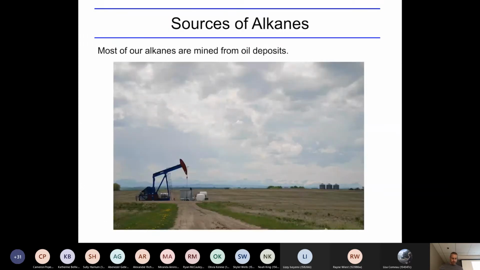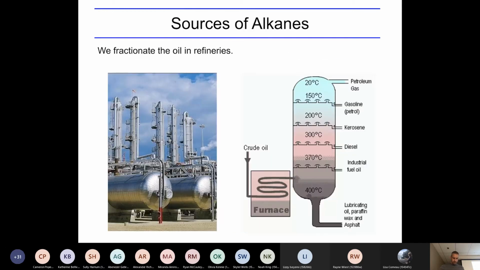All right, where do we get alkanes? Mostly from oil deposits or underground gas deposits like shale gas or natural gas that you find underground. And this is a picture actually my wife took, just outside Calgary, of a little oil well there. So oil is a complex mixture of a whole bunch of different alkanes, and what they do is they go into a refinery. Anyone want to guess where the largest refinery in North America is?